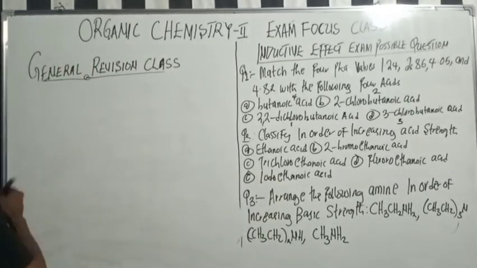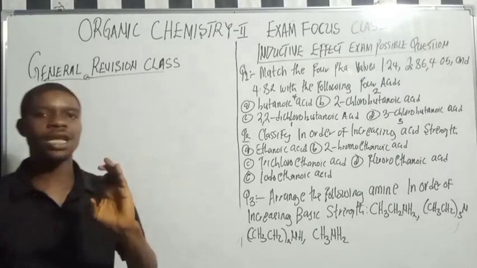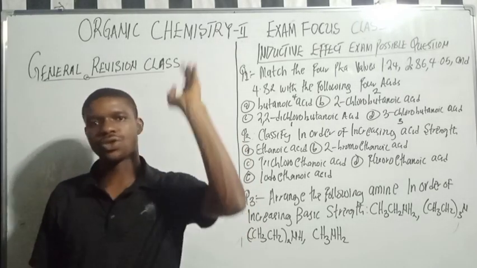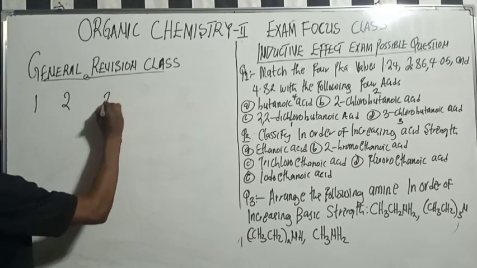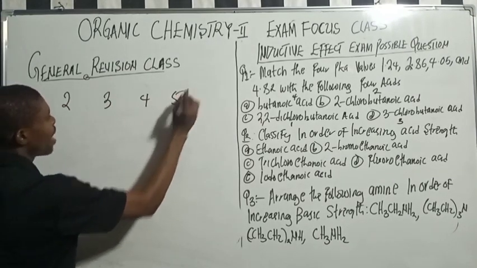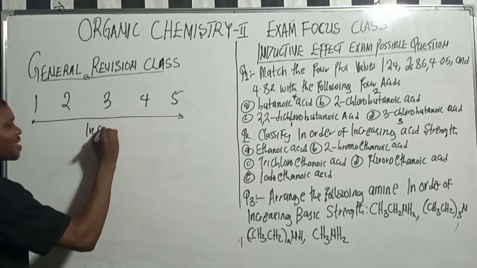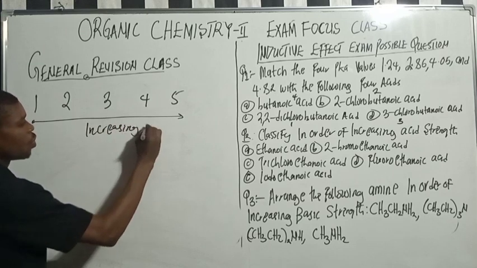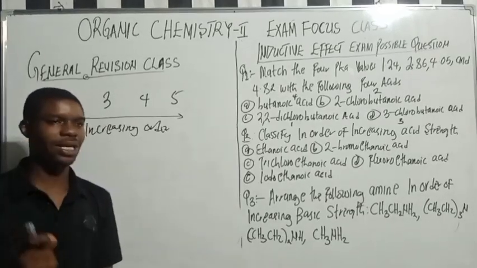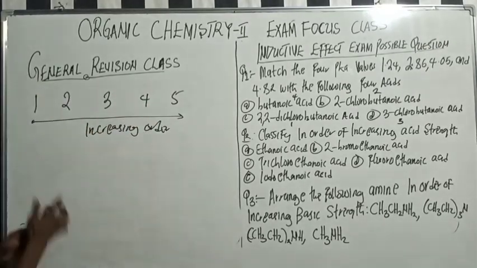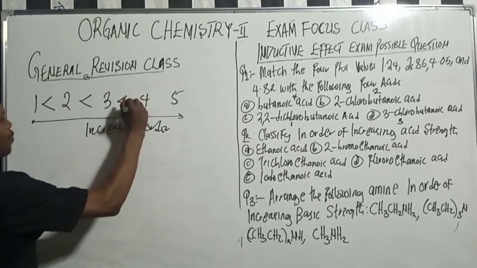Now, when they ask you about increasing order, increasing order means from the lowest to the highest, right? So we're going to start from 1, 2, 3, 4, 5. So from here to here is increasing order. Please pay close attention to this one here. Increasing order is from the lowest to the highest. It means that 1 is less than 2, 2 is less than 3, 3 is less than 4, 4 is less than 5.